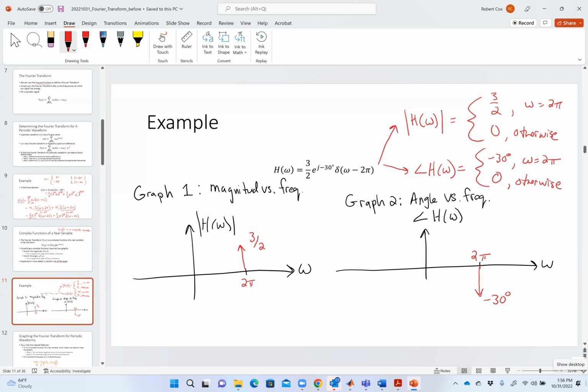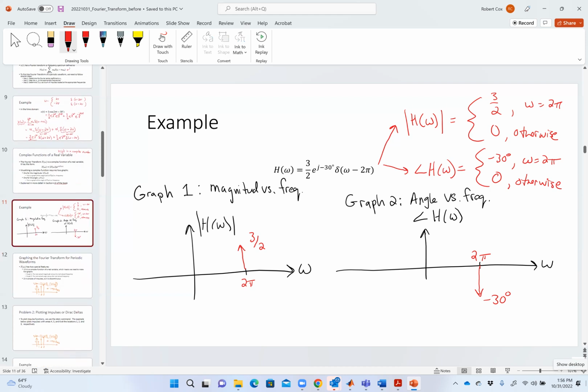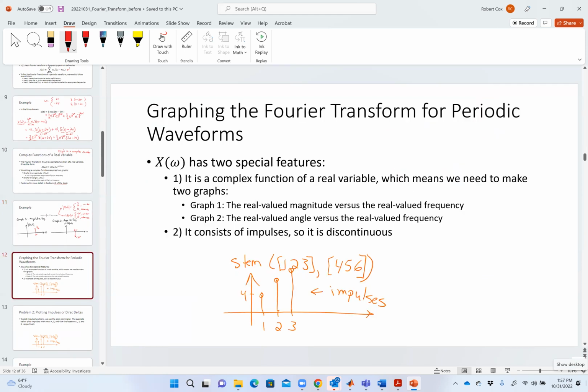Now, this concept I need to apply in general. So, graphing this thing, if I ask you to graph this, x of omega has some special features. It has two issues. It's a complex function of a real variable, which means you need to make two graphs.